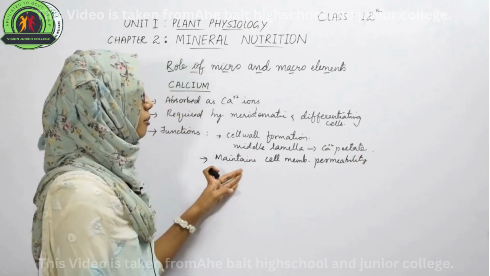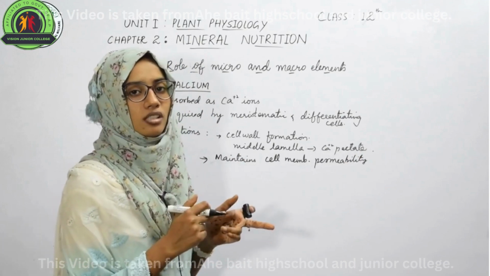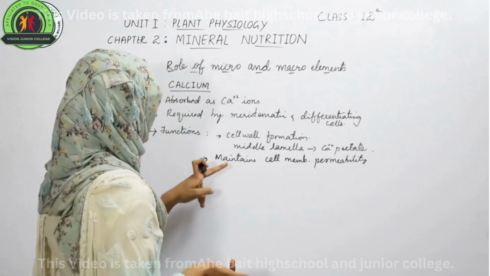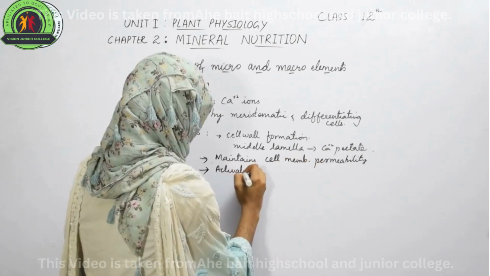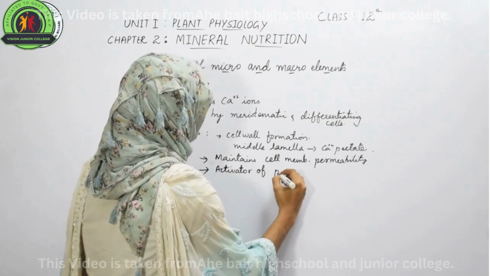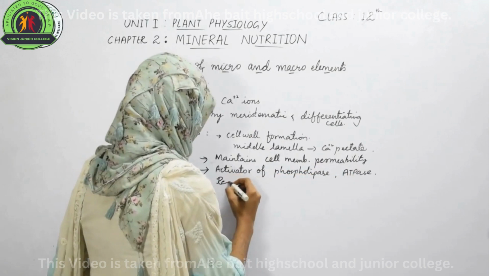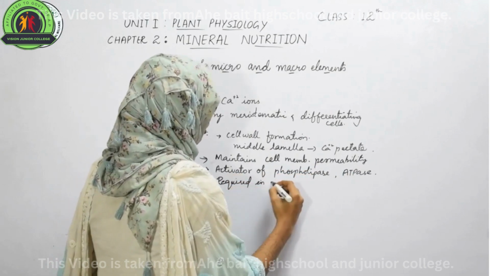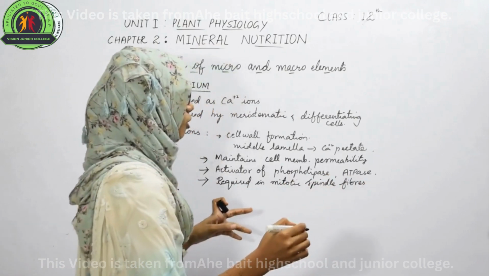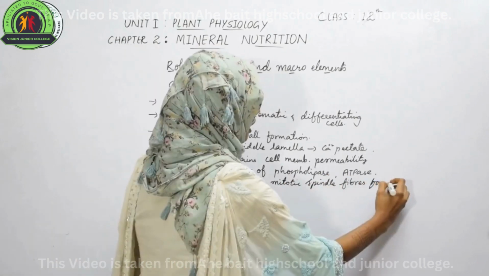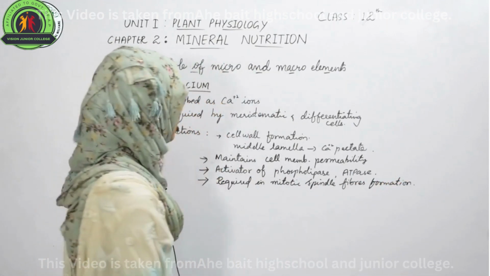That means the calcium ions maintain the transportation of materials into the cells and out of the cells. Hence, it maintains the cell membrane permeability. It acts as the activator of enzymes like phospholipase and ATPase. Calcium is required in mitotic spindle fiber formation. The spindle fibers which are formed during the mitotic division can be formed in the presence of calcium ions.